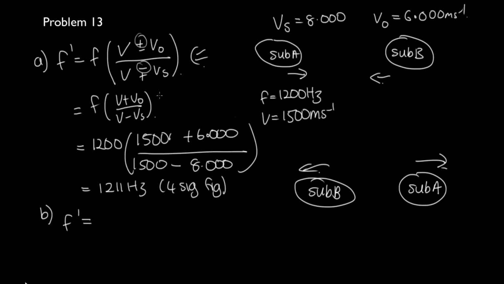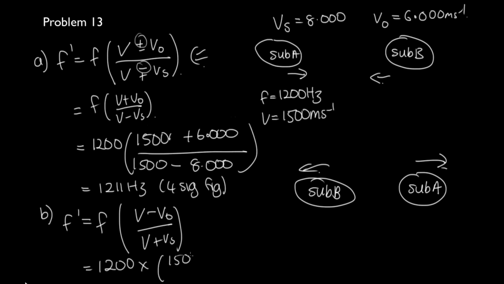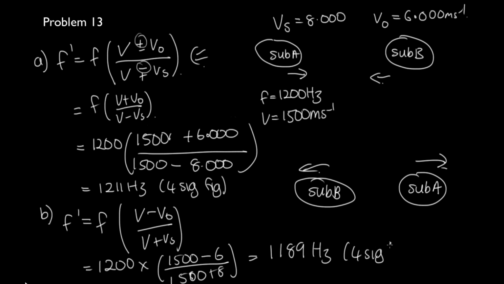So in order to answer this, we're going to have to go up to this equation here again. Now in this case, they're both receding from each other, so we need to choose the bottom symbol. So we've got v minus v_o over v plus v_s, and now here's our observer, so this is equal to 1,200 times (1,500 minus the 6) over (1,500 plus the 8), and solving that one on the calculator we get 1,189 Hertz, and that's to 4 significant figures.